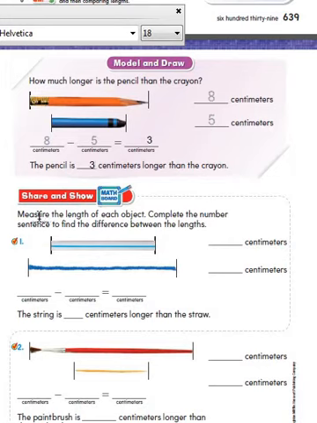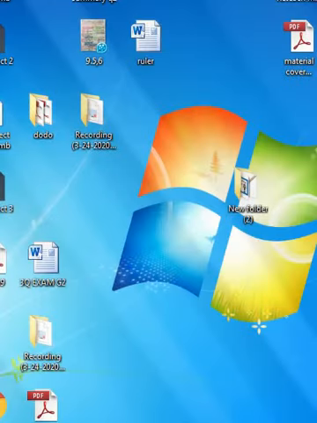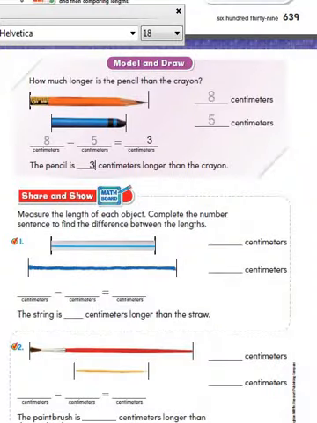And then he said to me, measure the length of each object and complete the number sentence to find the difference between the two lengths. The first object here we have is a straw, and then we have a string. So to know the difference between the two lengths we have to measure each object, right?